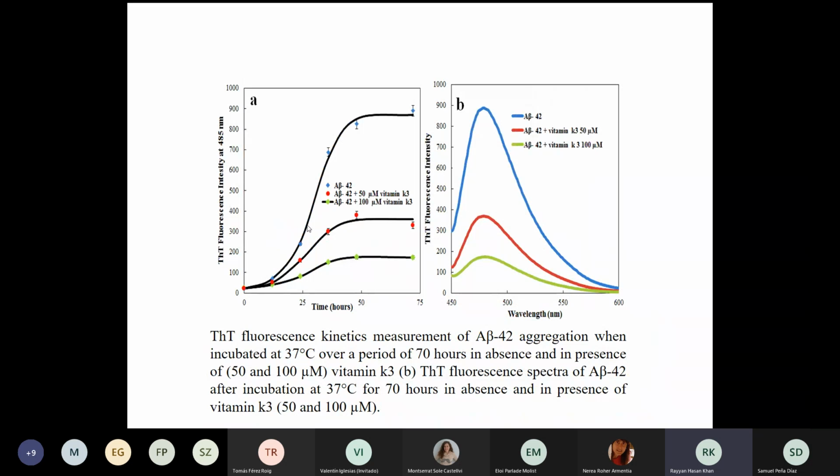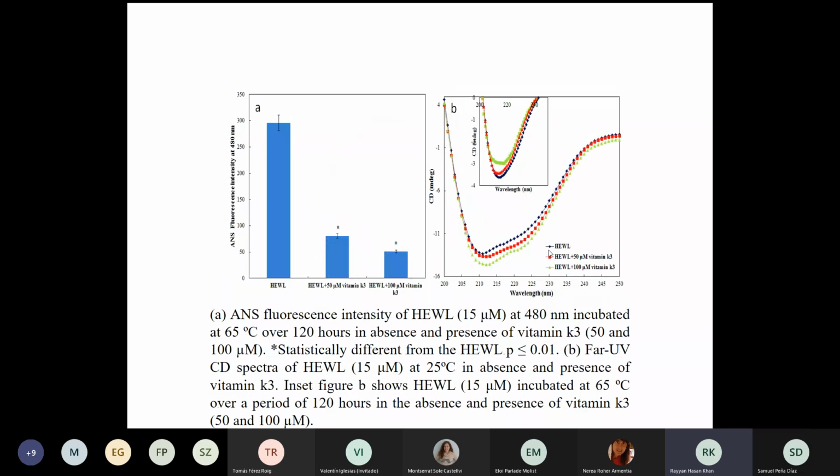A similar pattern is observed for A beta 42 also, where you can see a steep decrease in the kinetics as well as in the ThT fluorescence. Now this is the ANS binding. You can see the hydrophobic patches are decreased in the presence of 50 and 100 micromolar vitamin K3.